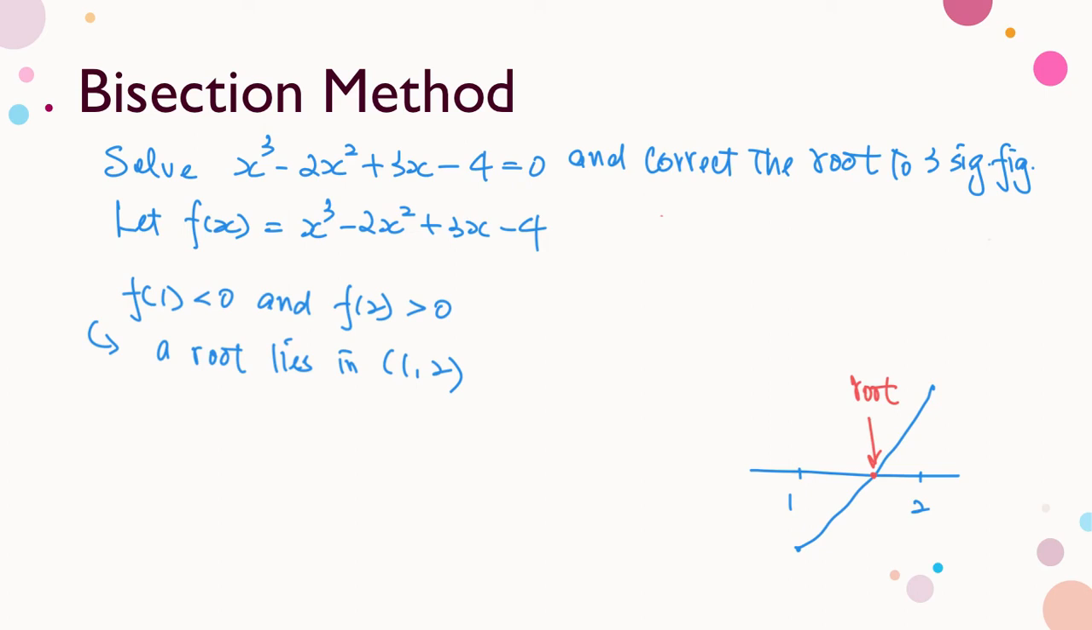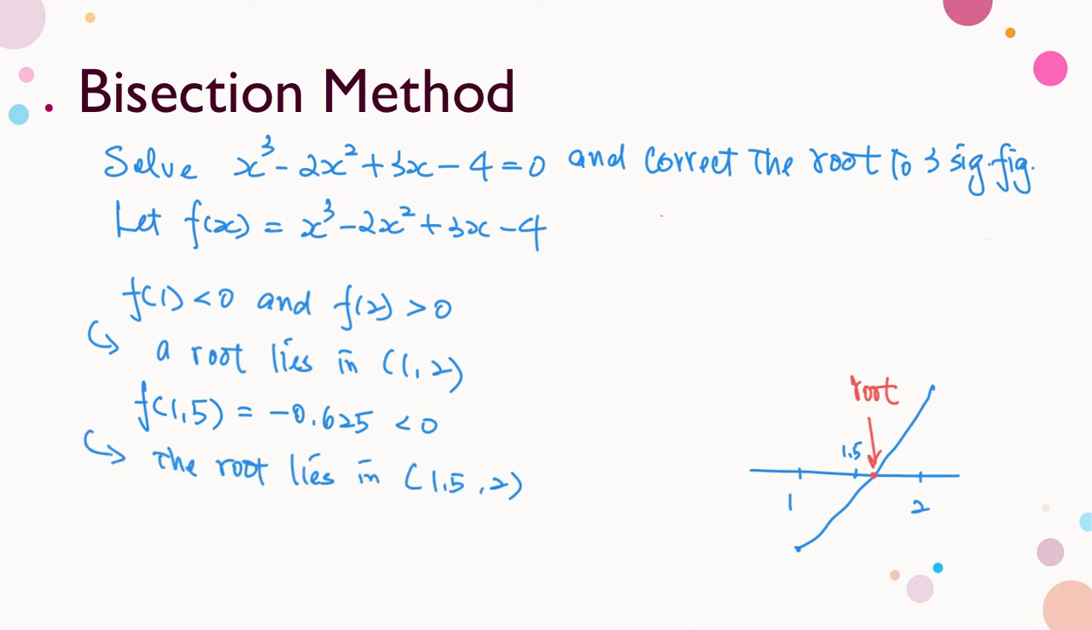Thus, we take the midpoint of 1 and 2 and get 1.5. Check the value f(1.5), which is negative. That means the root lies in the upper part of the interval.